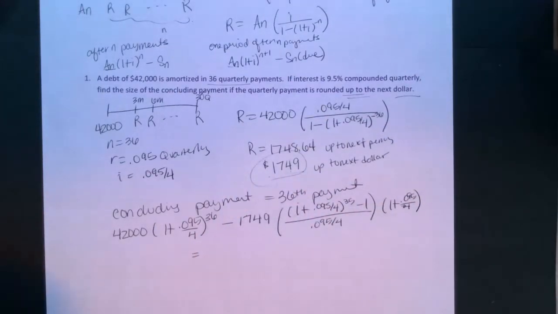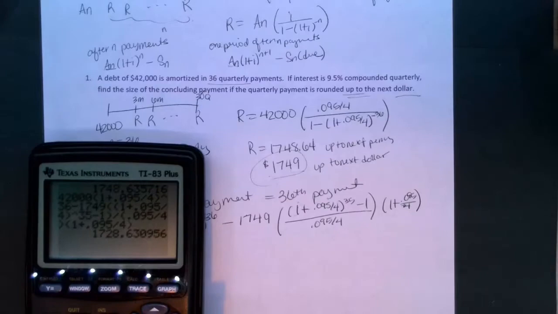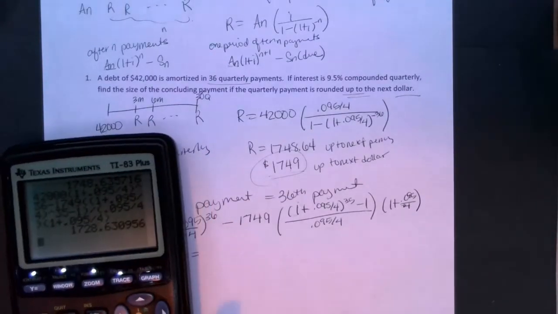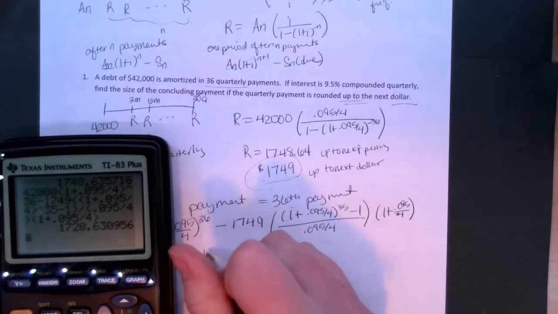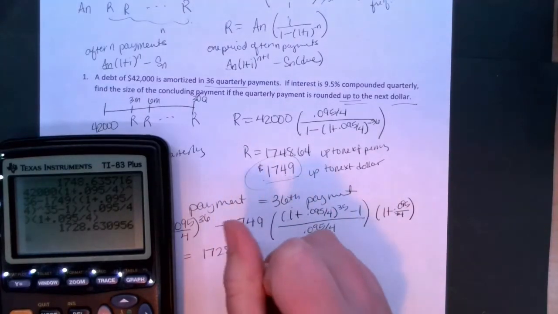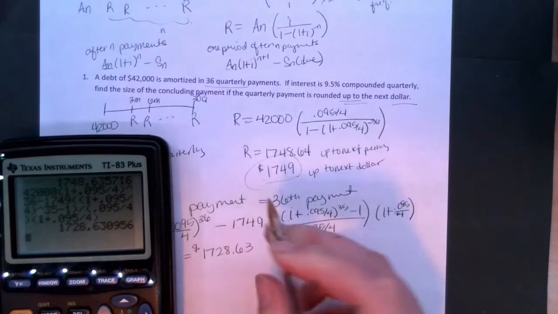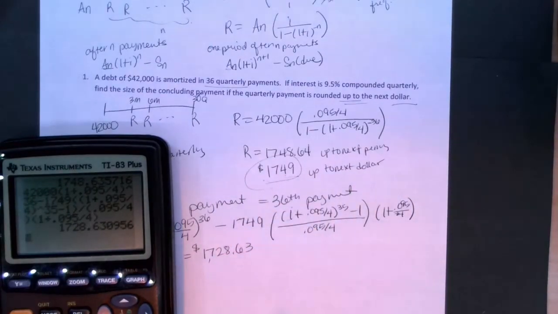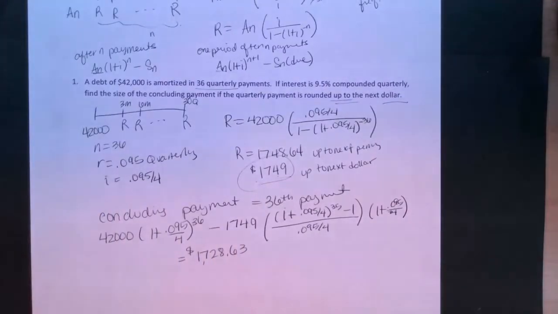When we put all of that in our calculator, which looks like this, just in case you're having trouble, we get $1,728.63, rounding to the nearest penny. Again, it's going to depend on your lending institution what they end up doing with that.